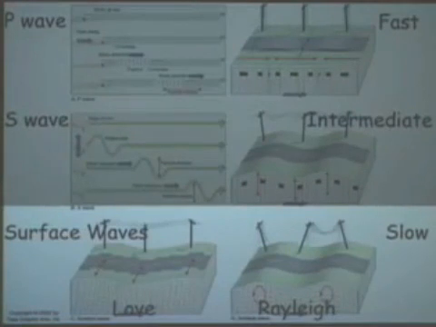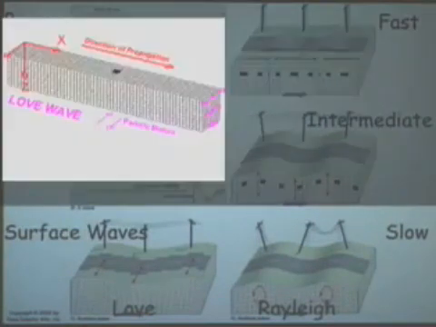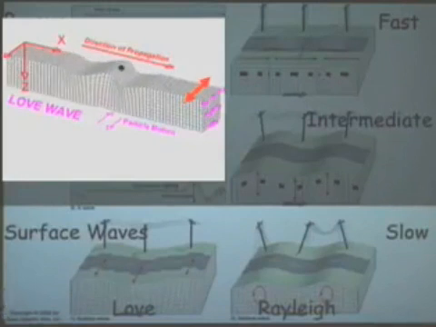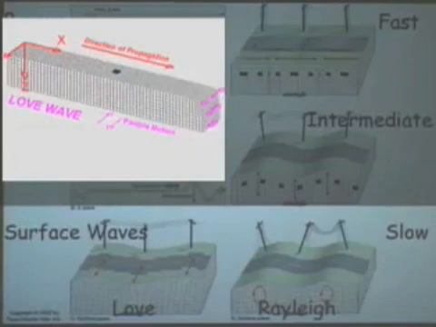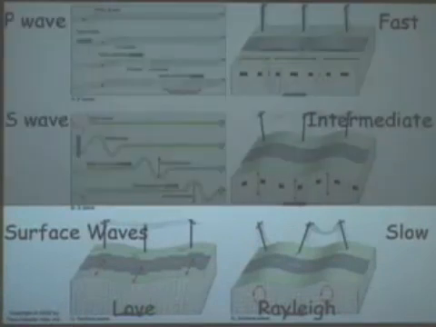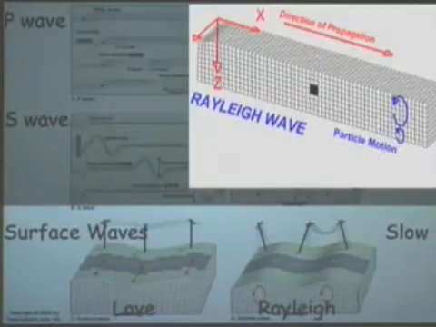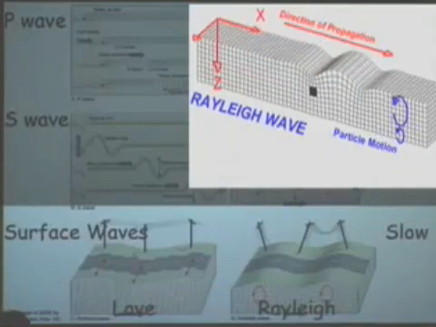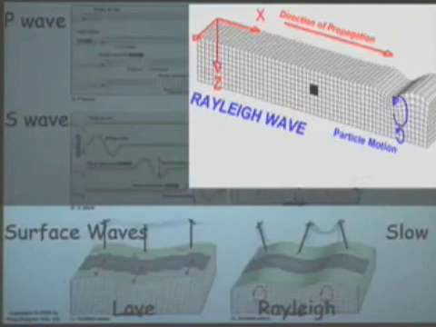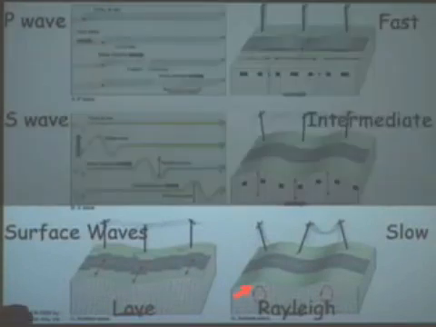On the left-hand diagram here is shown the motion of the Love wave, where the surface of the Earth moves horizontally back and forth as the wave travels from left to right across the diagram. The Rayleigh wave has both vertical and horizontal motion. It's a kind of rolling motion of the surface of the Earth. And again, the amplitude of oscillation dies off going down into the Earth.